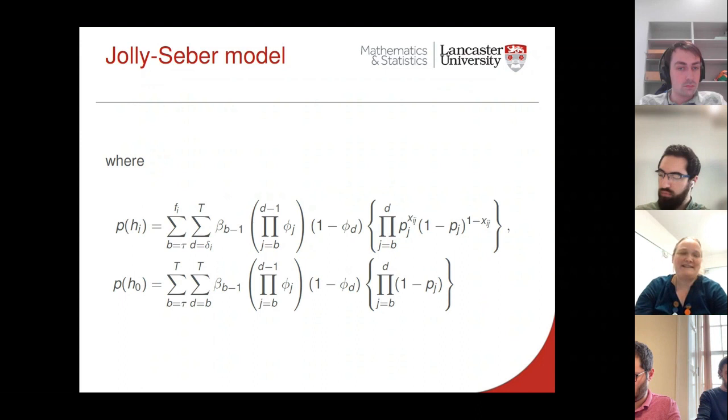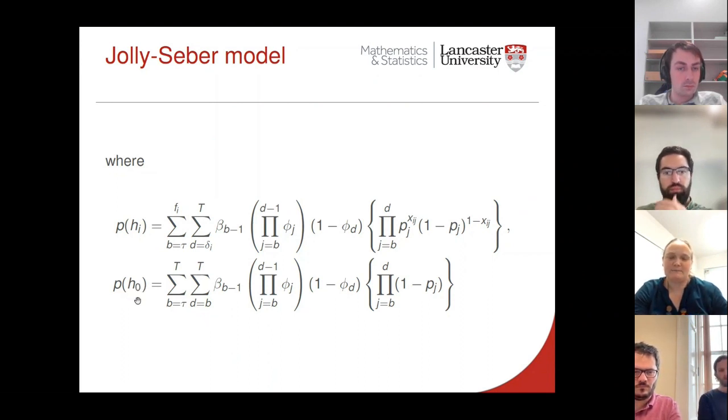I'm not going to go into great detail about these equations, but essentially it's possible to write down the probabilities of these observed encounter histories, H_i, and also the probability of observing the unobserved individuals, so the probability of basically a string of zeros. That's the probability of H_0. And we can write those down in terms of those data values that I've spoken about, so the time of first capture or the time of last capture, the F_i and the delta_i, and then in terms of the parameters of our model.